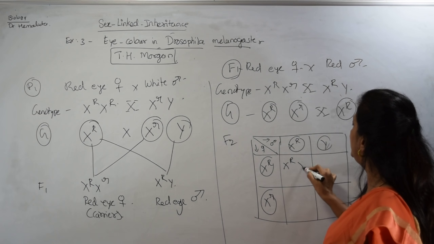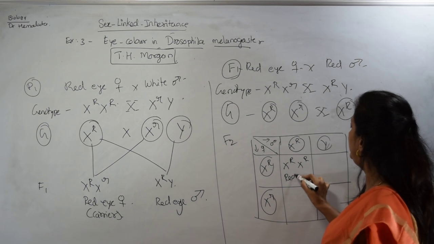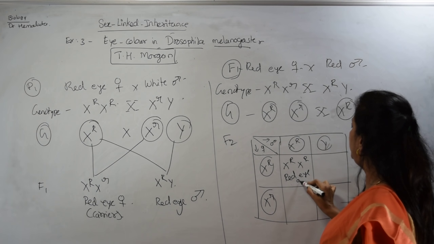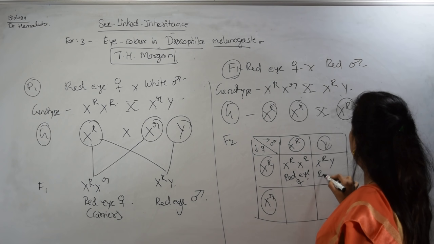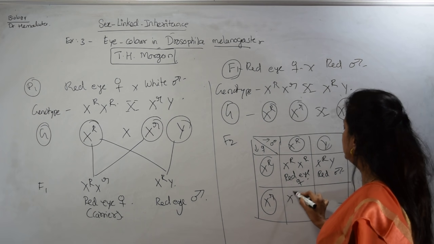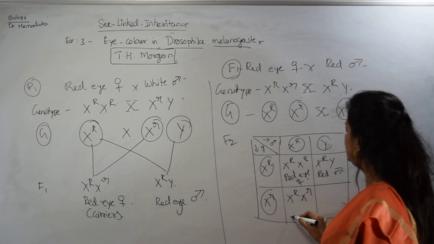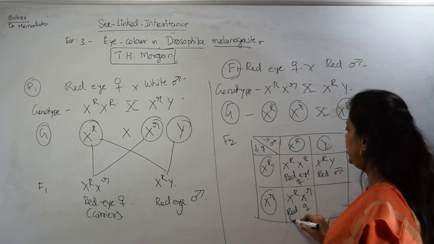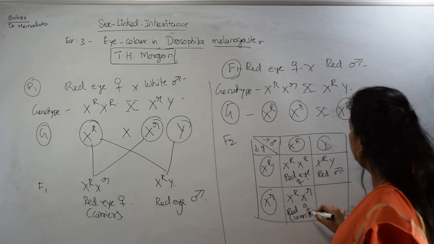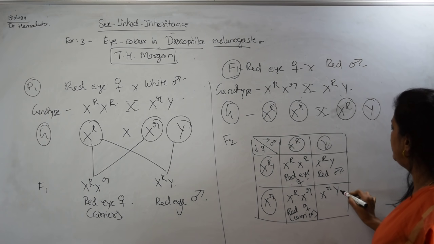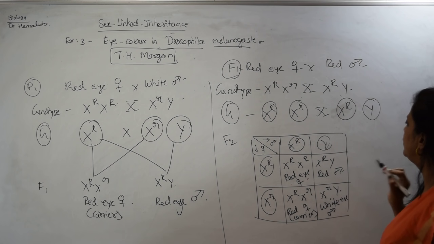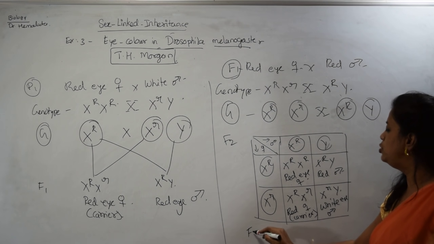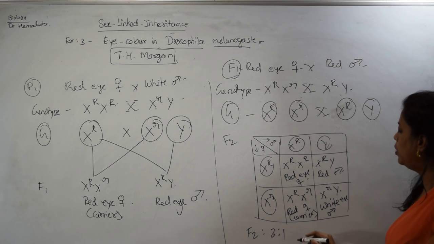Fertilized X capital R is going to form the red-eyed female. X capital R and Y is the red-eyed male. X capital R, X small r is the red-eyed female, but she is a carrier because she is heterozygous. X small r and Y is the white-eyed male. Therefore, again, what will you write as the F2 ratio? 3:1, among which males will have a 1:1 ratio.